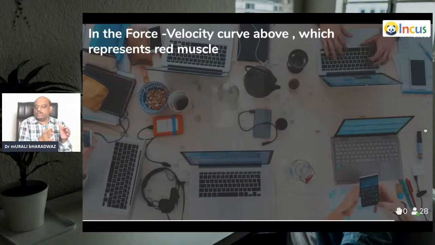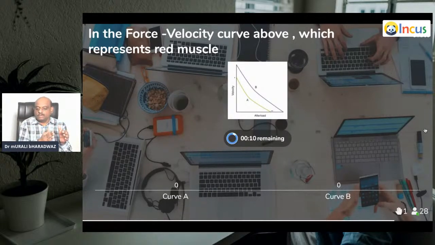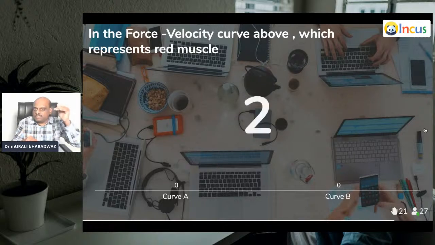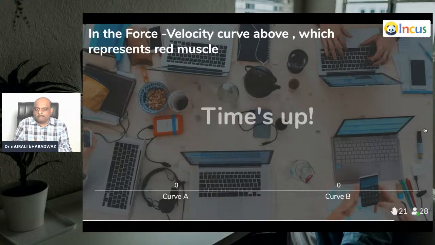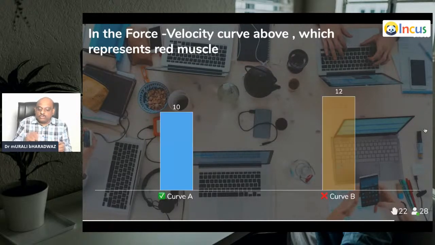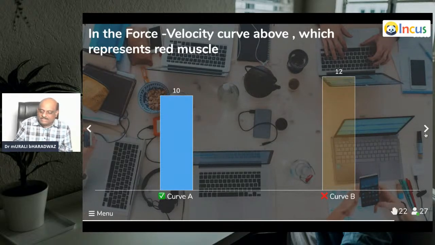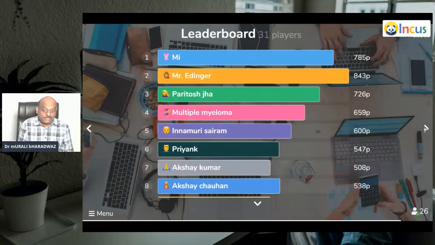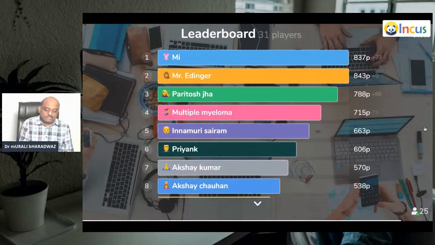So now you have been shown the force velocity curve, afterload versus the power. Which curve represents the red muscle? Curve A represents the red muscle. So you have to be very sure. Red muscle, white muscle.